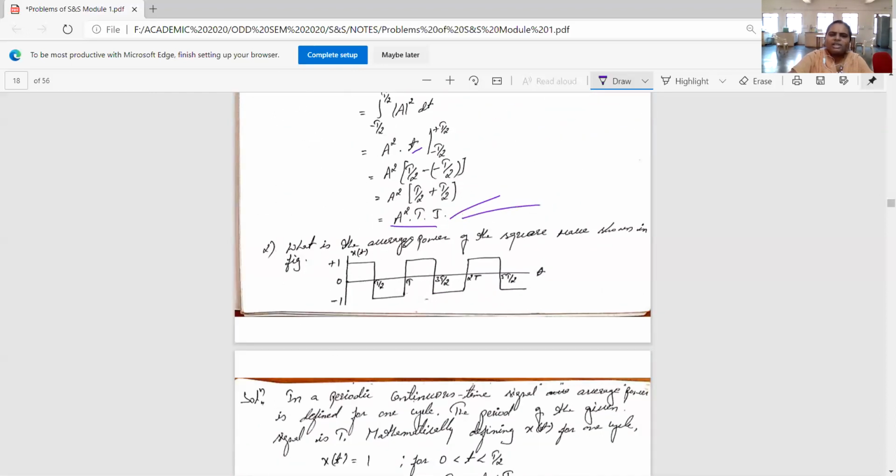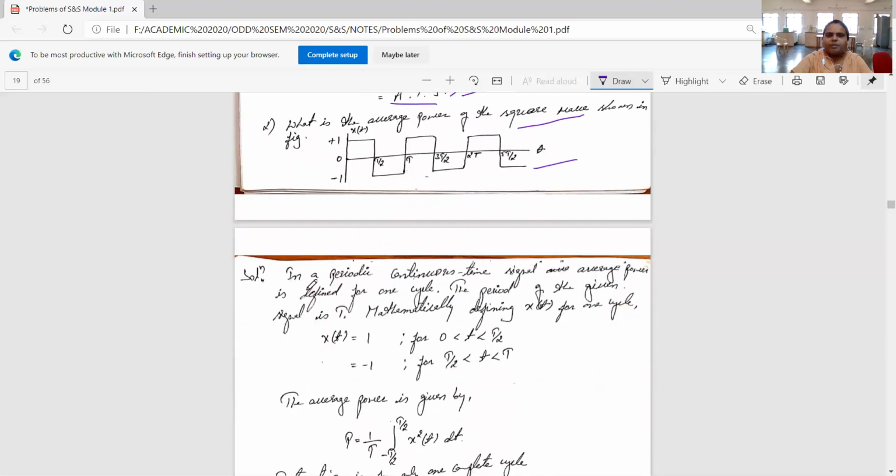Then what is the average power of the square wave shown in the figure? Here a square wave is given, varying with amplitude from minus 1 to plus 1. The x of t signal is given for us. The whole cycle is with a period T, and half cycle is going to be taken as T by 2. This is how the signal is given.